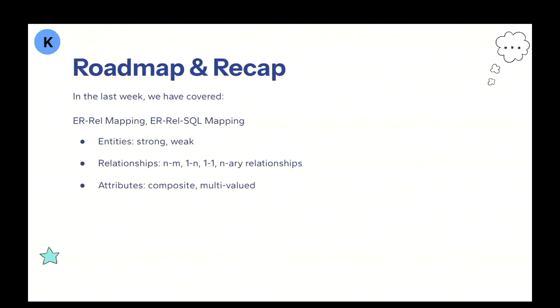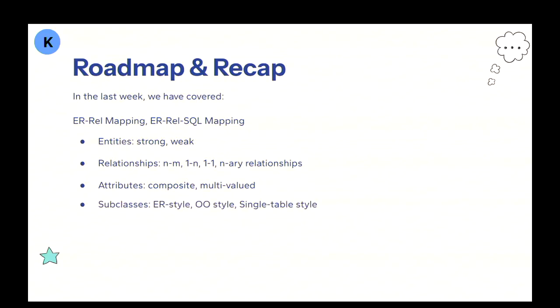And for attributes, we have covered how to map composite attributes and how to map multi-valued attributes. For a composite attribute, we can just flatten the attribute into multiple columns of the table. That's straightforward. For a multi-valued attribute, we can convert it into a weak entity to capture the behavior here.